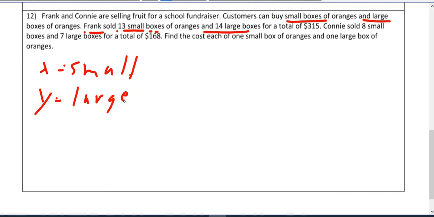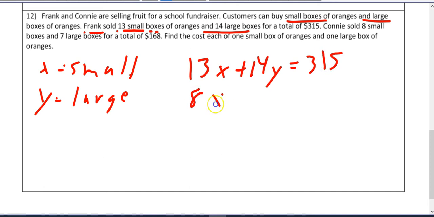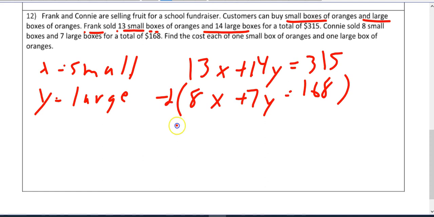So Frank sold 13 small and 14 large and made $315. Connie sold 8 small and 7 large and made $168. Well, since 7 goes into 14 evenly, I'm going to multiply this by -2. And that's going to give me -16x minus 14y equals 168 times 2, well, times -2, is 336.